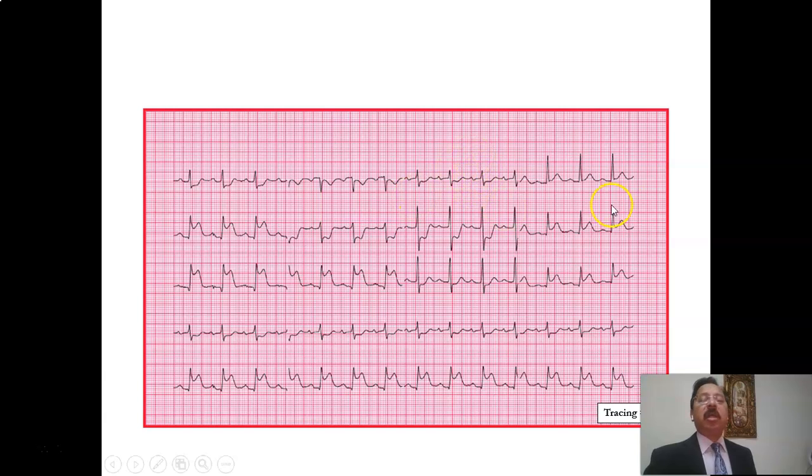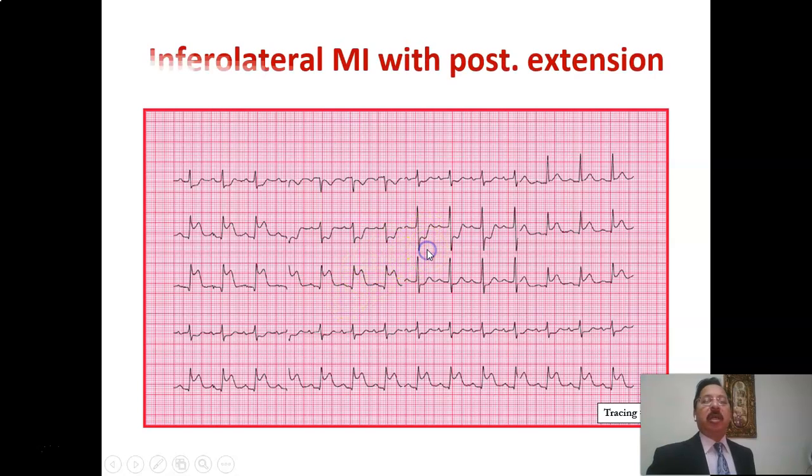But here the important thing is to look at leads V1 and V2. There are R waves more than 3 mm, significant R waves. So this R wave along with the ST segment depression is suspicious. So this is your posterior wall myocardial infarction. Infralateral MI with posterior extension. So 3 areas are affected, quite extensive myocardial infarction.